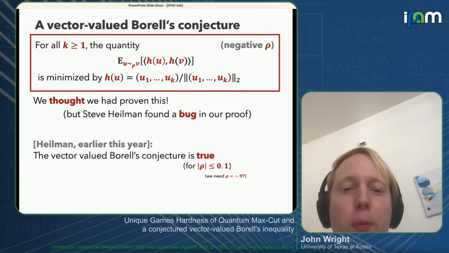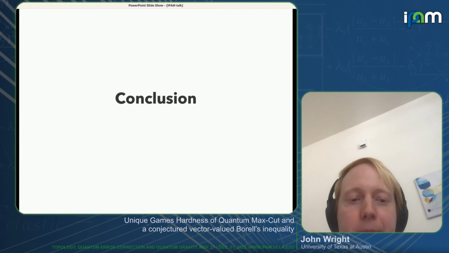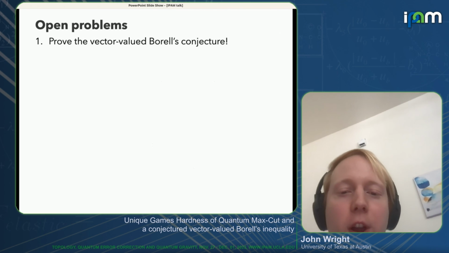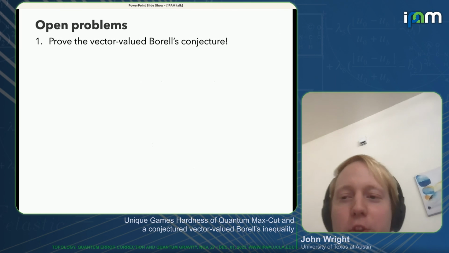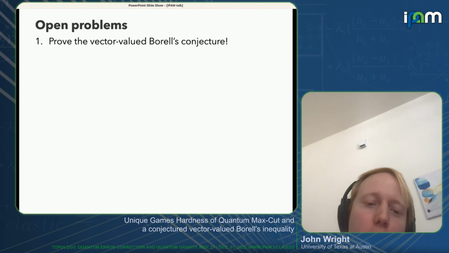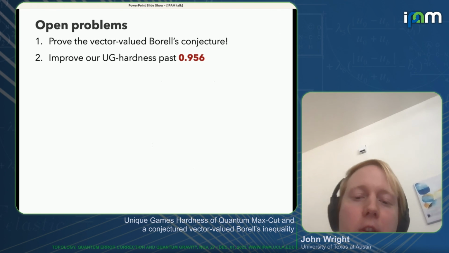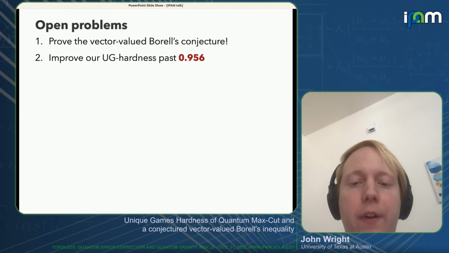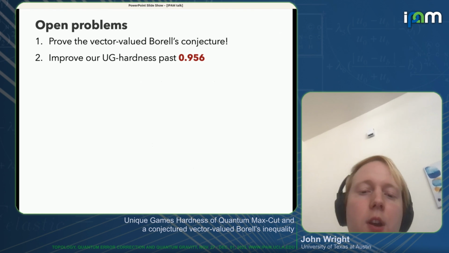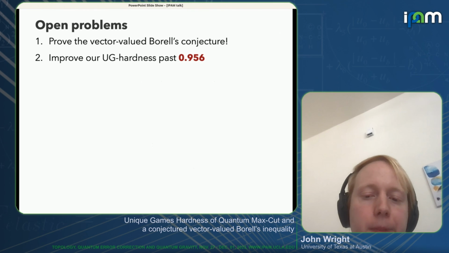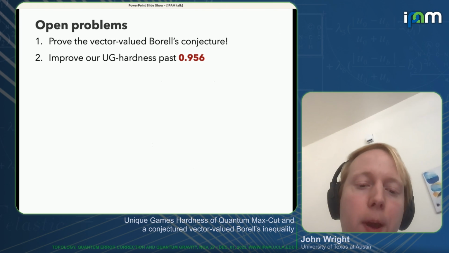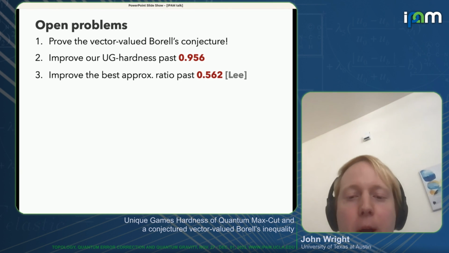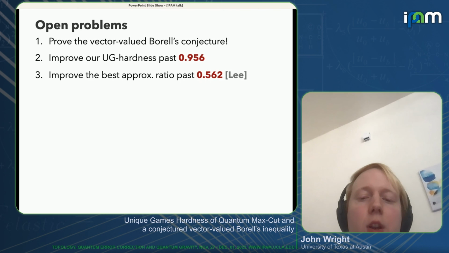All right, let me conclude just with some open problems. Sorry, I'm running late. Okay, open problems. Number 1, you should just prove the vector-valued Borell's conjecture. It's a great conjecture. Someone should prove it. Number 2, we should improve the unique games hardness past this 0.956. I think it'd be very cool to even get 0.955. I think that would require brand new techniques, so I'd be very excited by that. It'd be great to improve the best approximation ratio past 0.562. I definitely know it's possible, it has to be. I just don't know how to do it.